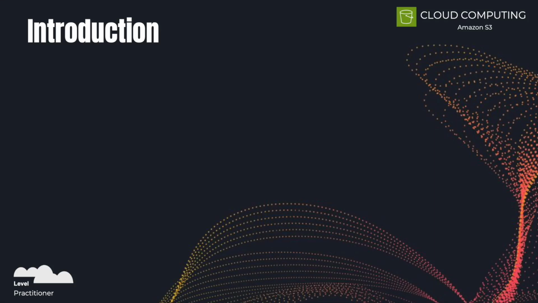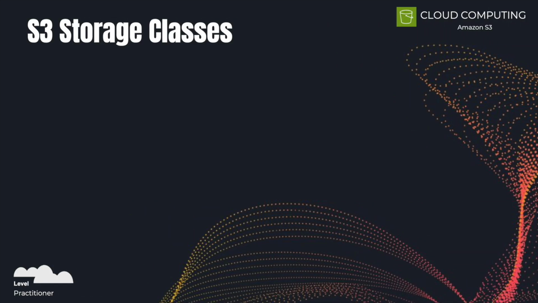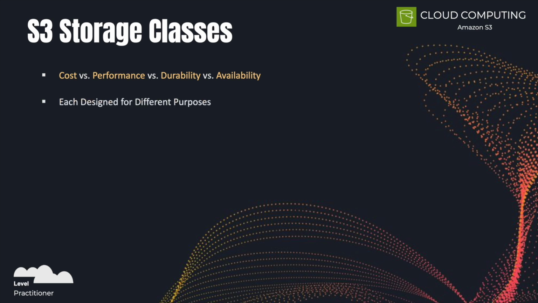In this video, we're going to explore the different storage options that Amazon S3 provides. Amazon S3 offers multiple storage classes, and each one is built to optimize a different balance between cost, performance, durability, and availability. Some classes are designed for data you need to access frequently with low latency, while others are focused on long-term archiving, where the priority is minimizing storage cost.